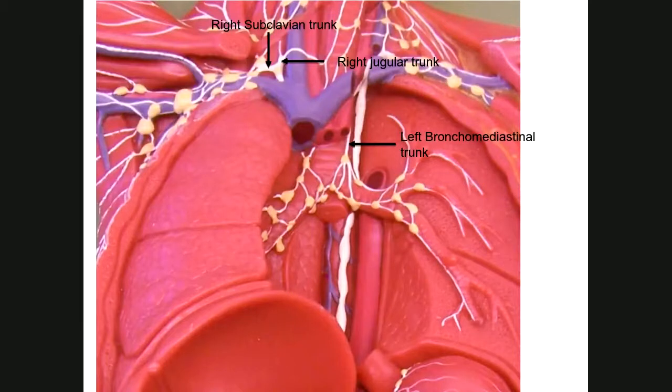So the way the model's built, this is covered up over here. So we really only see one example of each trunk. So we're going to see one of each, one subclavian, one jugular, one bronchomediastinal. But remember, they're in pairs. Don't forget. But there's the trunk. It's not big. It's just this section right here. That's the trunk. And there's the trunk right there. It's not big. And there's the trunk right there. Now this one goes a little further up, a little longer, but it's still not very big.